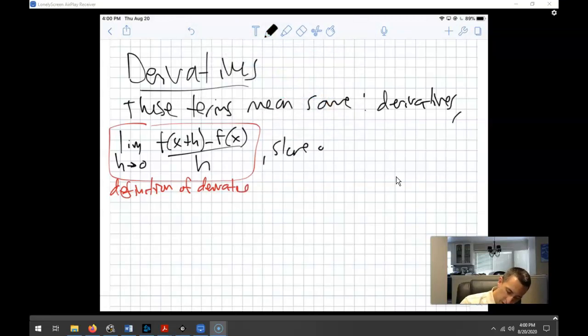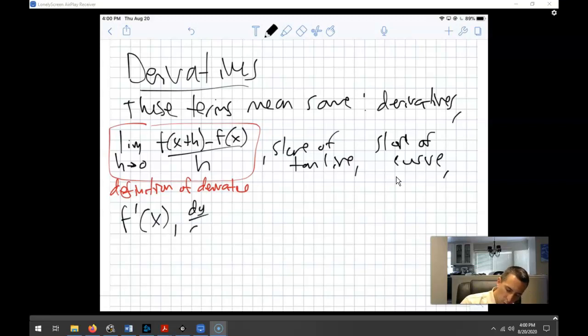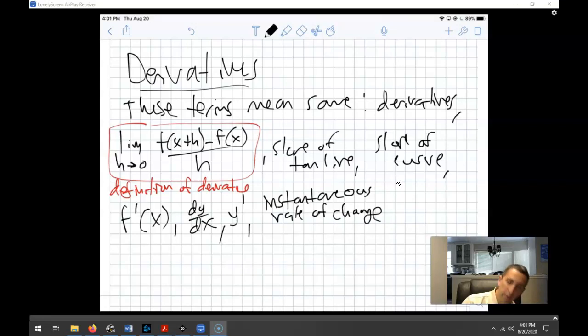Again, we have slope of the tangent line. Sometimes we'll write it as the slope of the curve. And some of the notations we might see, we might talk about it as f prime of x. That's how we represent a derivative. Or dy dx. Sometimes we'll write a derivative like that, or even like y prime. We might also talk about it as the instantaneous rate of change. That's another thing that means derivative. So this idea of the slope of a curve at some point is fundamental.